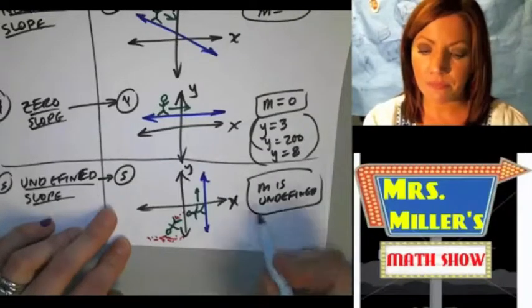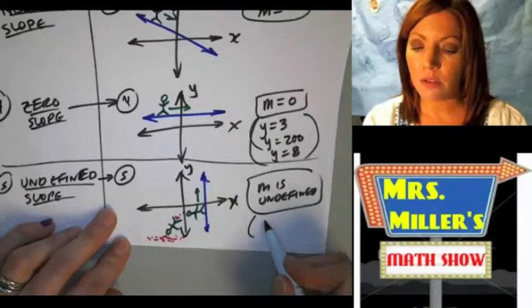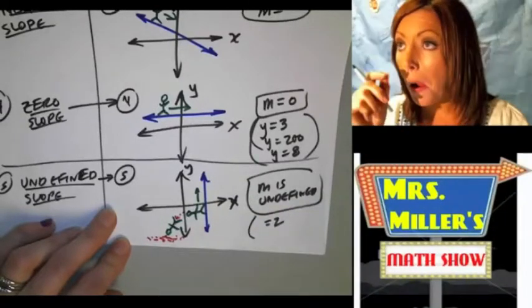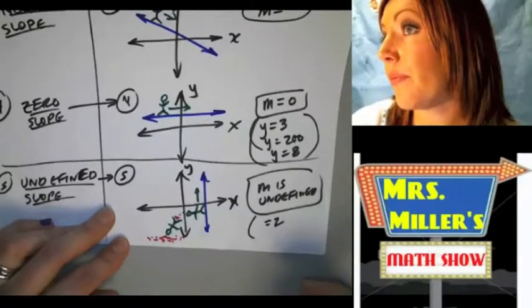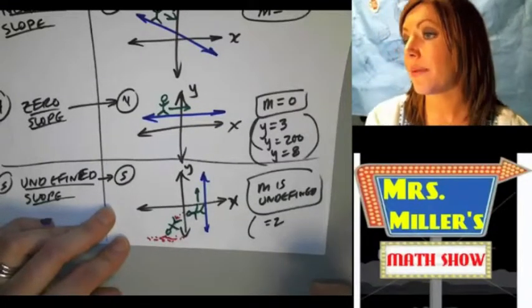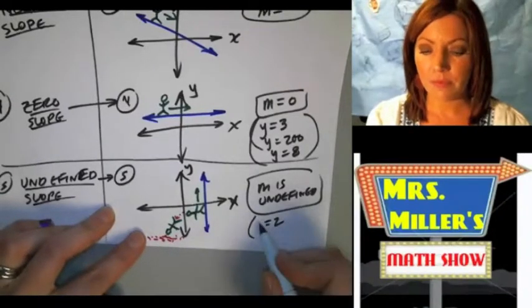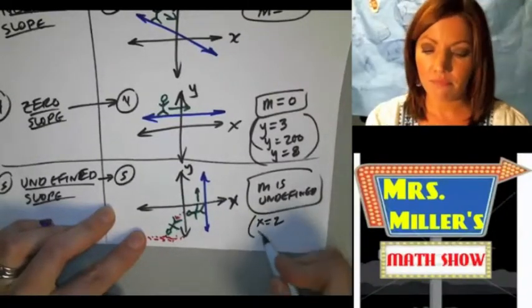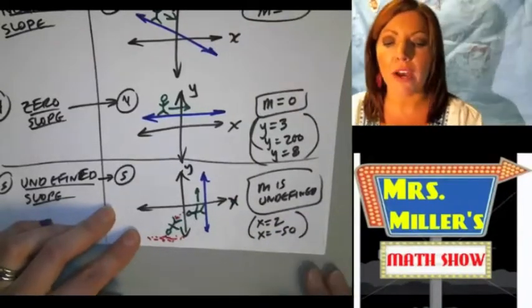Thane? It can equal 2. What could equal 2? I forgot. If you're going over on the x-axis... What do you think? I forgot what I was saying. Okay. Alyssa? X equals negative 50. Good. So x equals a number by itself gives us an undefined slope.